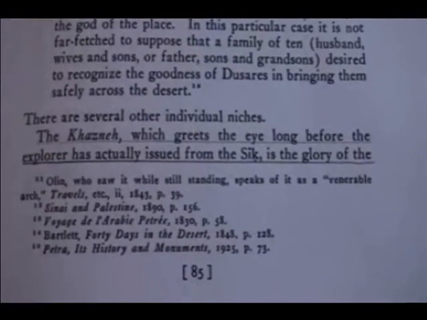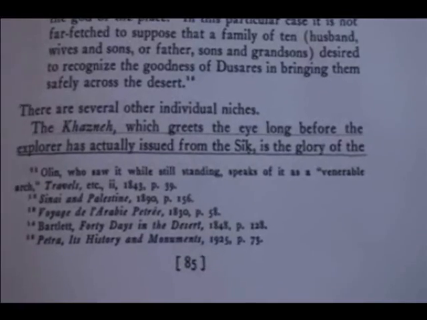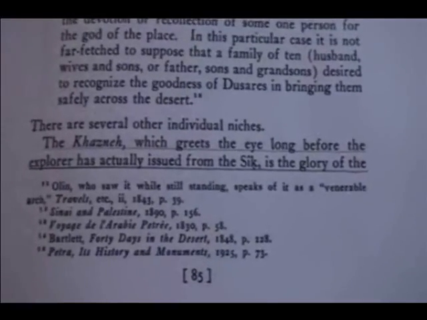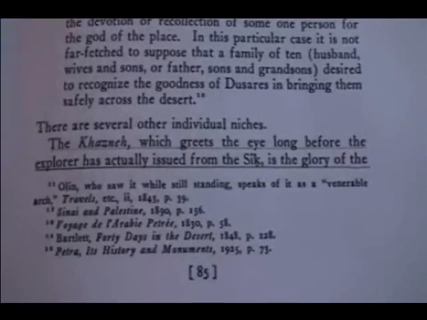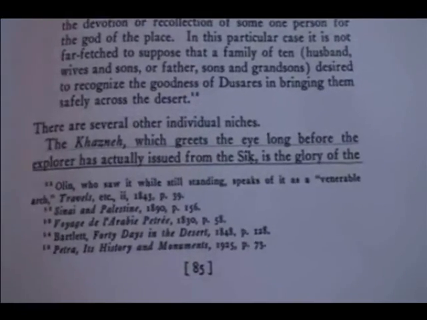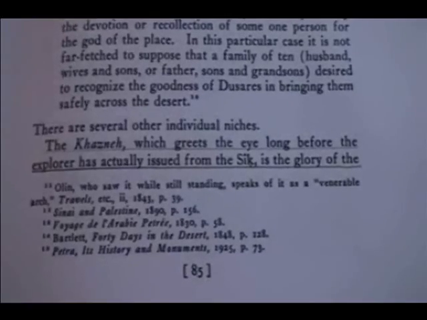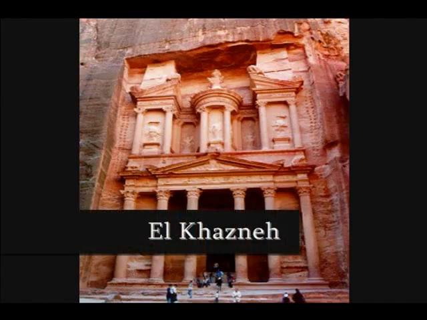Okay, page 85, under the chapter entitled The Monuments of Petra. We'll start at the bottom paragraph. It reads, "The Kazne, which greets the eye long before the explorer has actually issued from the Sikh." Now, the Kazne is probably the most famous architectural structure in Petra.